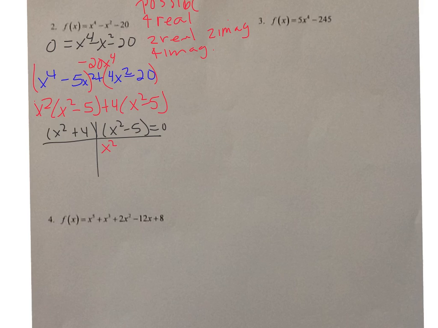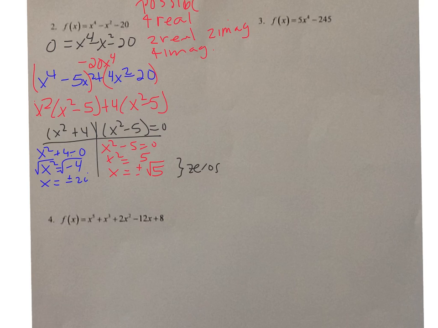So I have x squared minus 5 equals 0. Add 5, x squared equals 5. Square root both sides, x is equal to plus minus the square root of 5. On the other side, I have x squared plus 4 equals 0. Minus 4, x squared equals negative 4. Take the square root of both sides, I get x is equal to plus minus 2i. Okay, so now these are my zeros.